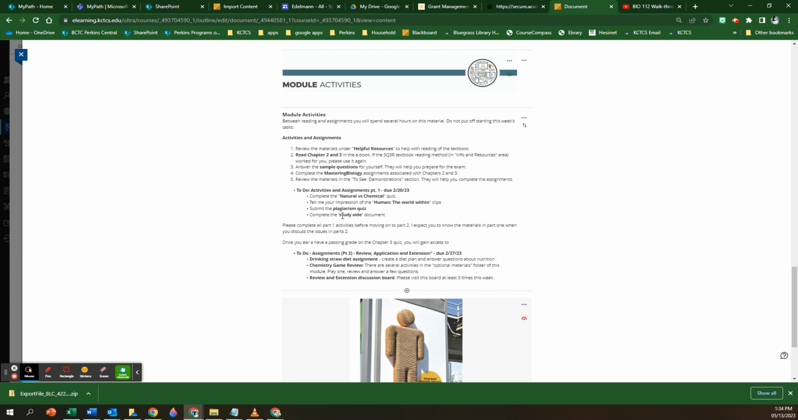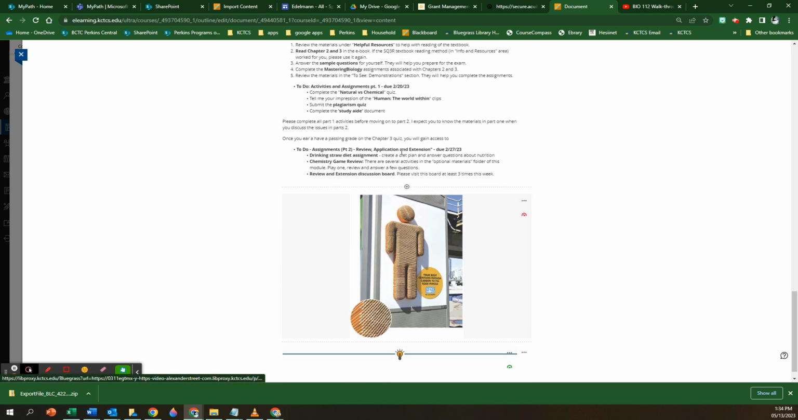Now, once they've done the first part, they then have access to the second part. And the second part, I'm specifically saying, is an application and extension to the previous stuff. And so there's the drink and straw diet assignment, and then just a game review. So no biggie. And then there's a review and extension discussion board.